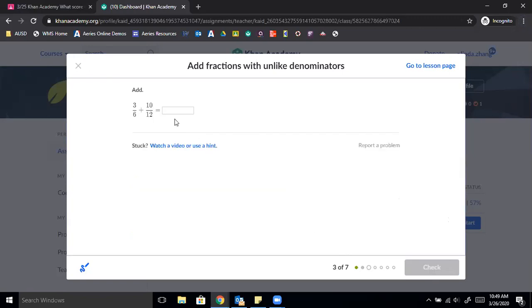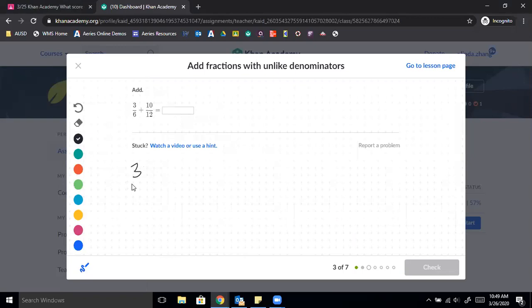So looking at the next question. I know 3/6 and 6/12. I need to get it to 12 and 12, 3/6. Oh, you know what? 3/6 is also 1/2. So 1/2, that's the same as 6/12. So I'm going to write 6/12 plus 10/12. And if I want to be fancy, oh, you know what? I could have just simplified the 10/12.